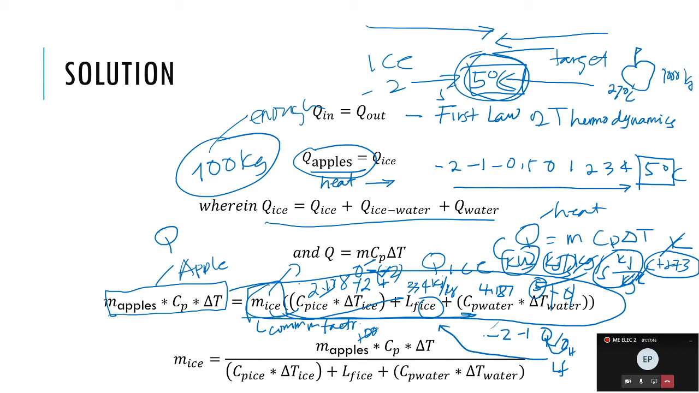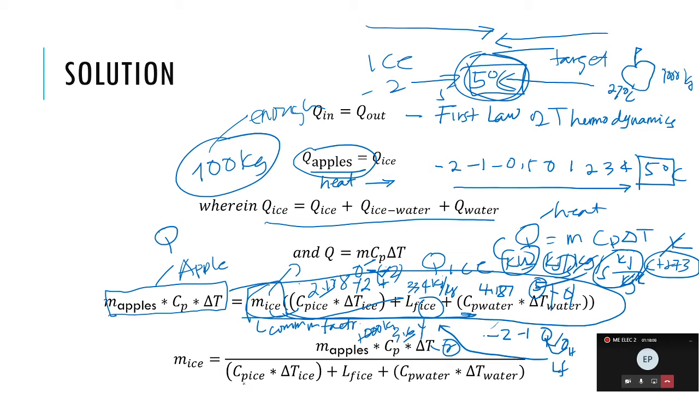So considering this, lahat pag pinlug in mo 'yan, meron kang mass ng apple which is 1,000 kilogram, meron kang CP ng apple, 3.64. Tapos delta T ng apple, yung na-involve sa apple ay 0 minus 2. So meron kang 2 rito. Ito 3.64, pina-plug in ko lang para malinaw.